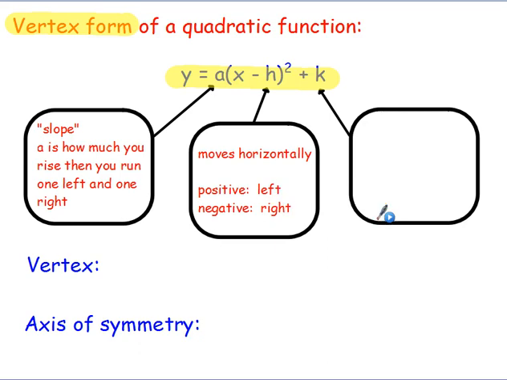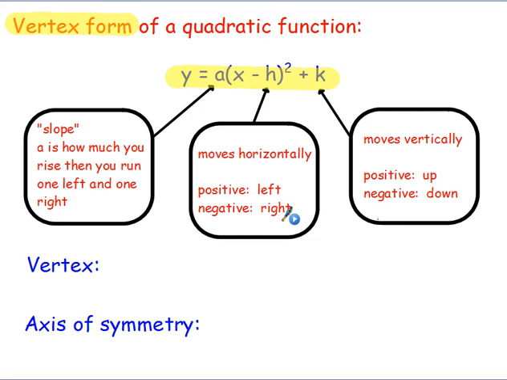K, this moves the graph vertically or up and down. If it's positive, it moves the graph up. If it's negative, it moves the graph down. These two last boxes, H and K, these are the exact rules that we learned when we learned the V-graphs. The only difference is the slope, and it's because it's always over 1.